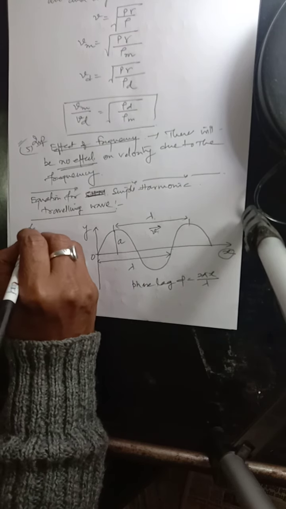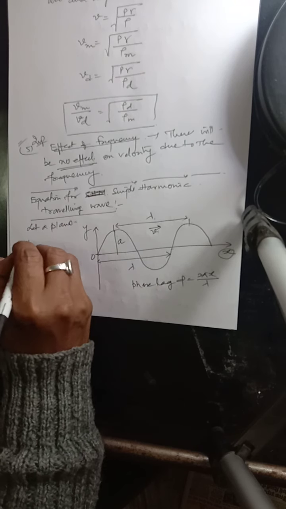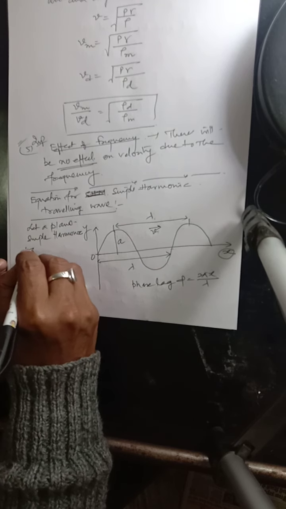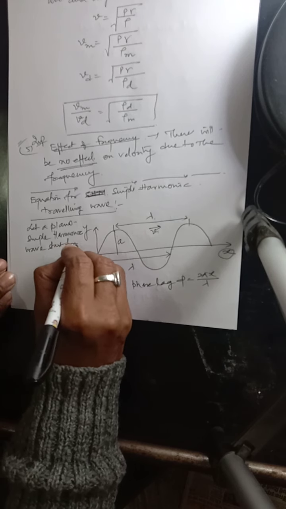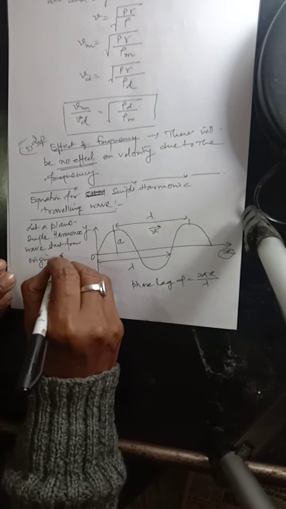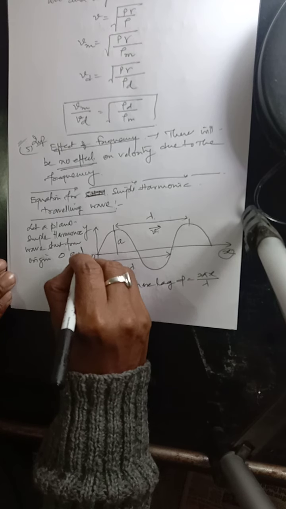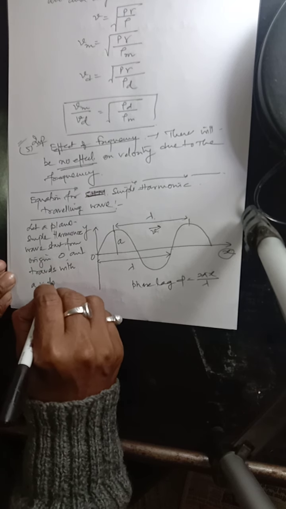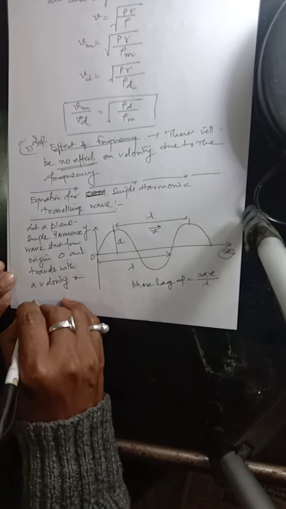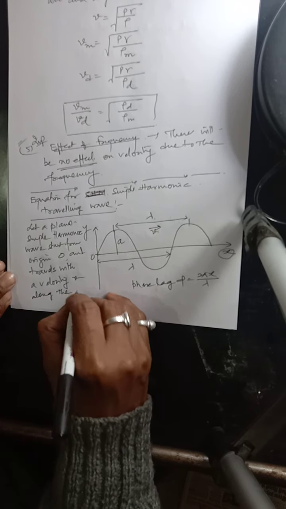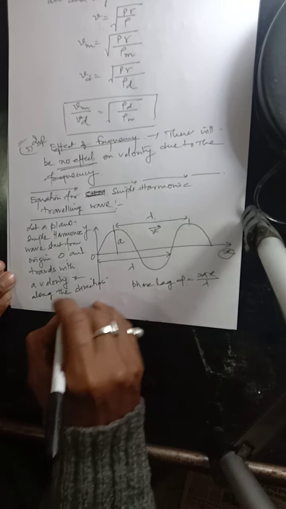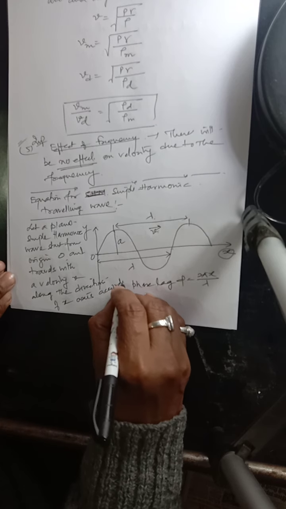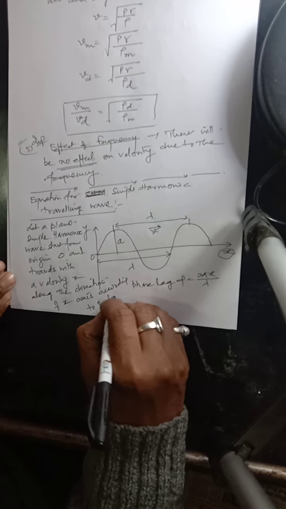Now let a plane simple harmonic wave start from origin O and travel with a velocity v along the direction of the x-axis according to the figure.